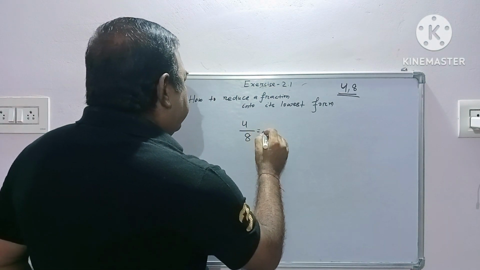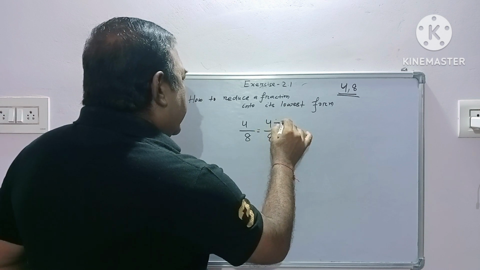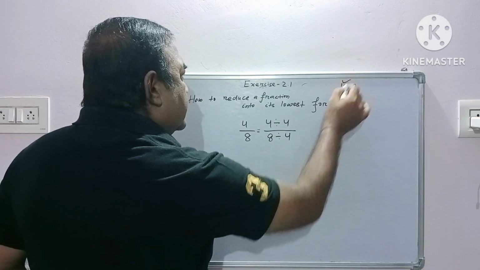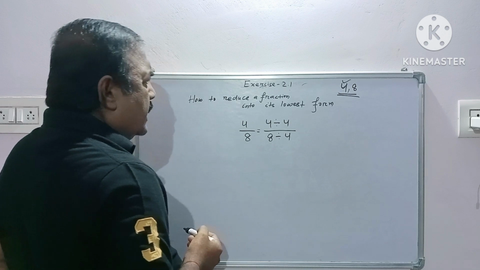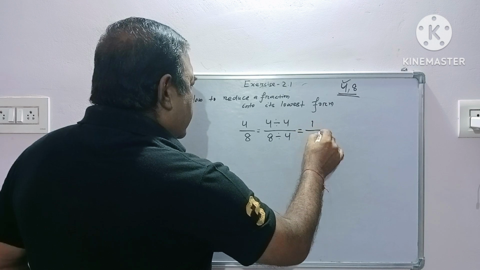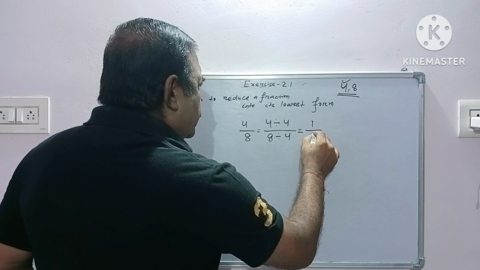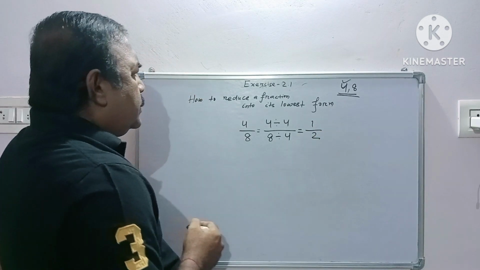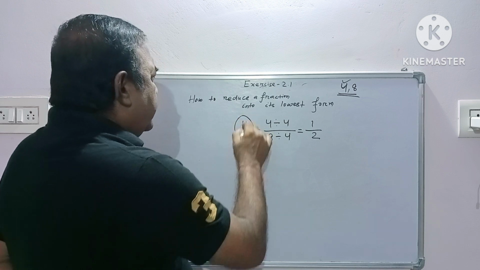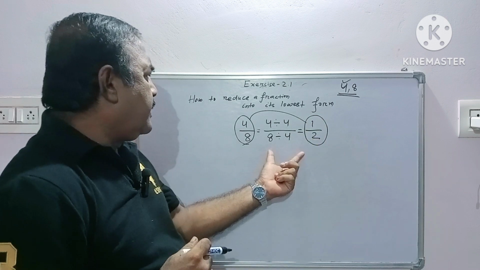So you divide 4 upon 8 by the highest common factor, which is 4. So 4 upon 4, that is 1. 8 divided by 4, that is 2. So we reduced 4 upon 8 into its lowest form. Lowest form is 1 upon 2. How do we do it?